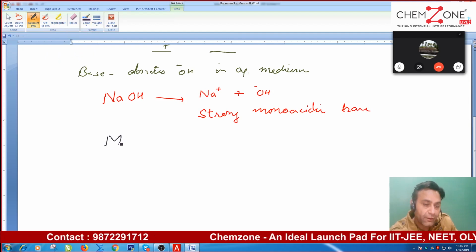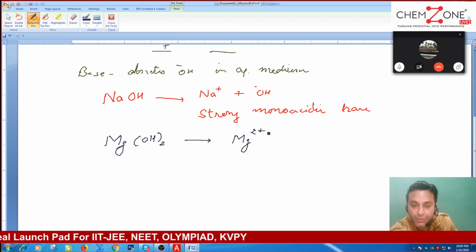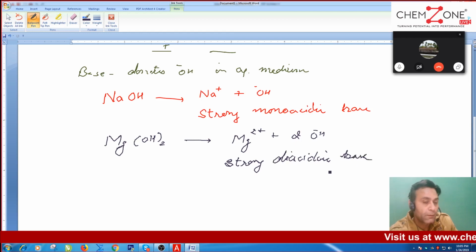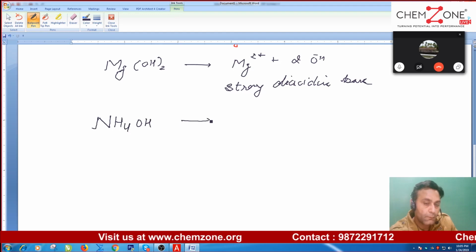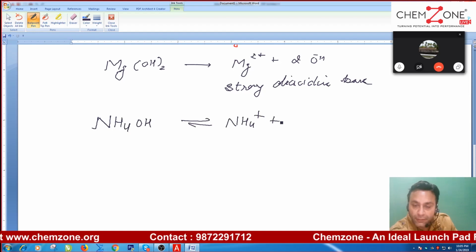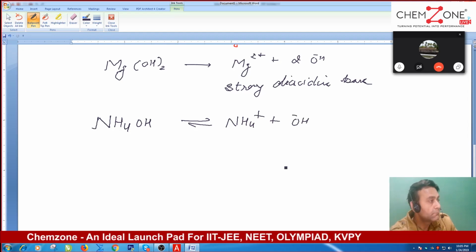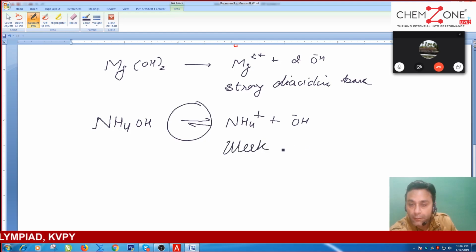And if I say I have Mg(OH) whole twice and it is undergoing dissociation like this, magnesium 2 positive ion and the 2 OH ions. So we call this a strong diacidic base. Right? Now define this base. That's a strong monoacidic base. It is a weak monoacidic base, right? Monoacidic base.